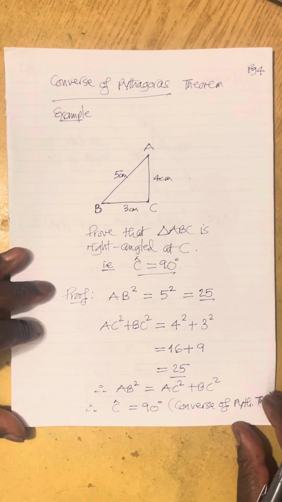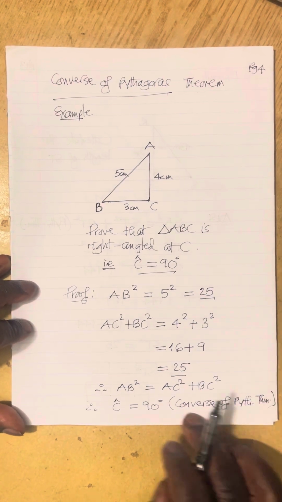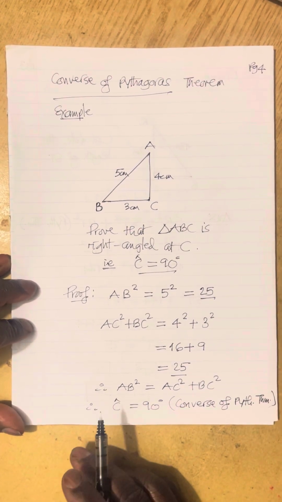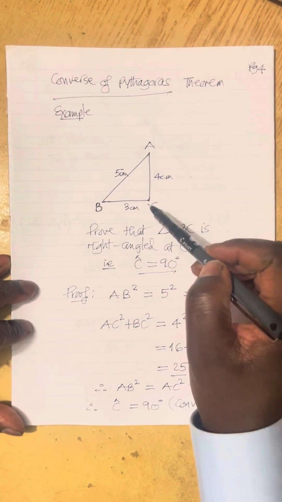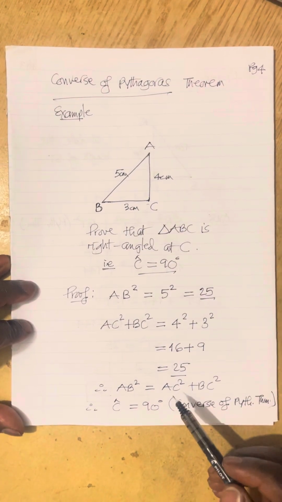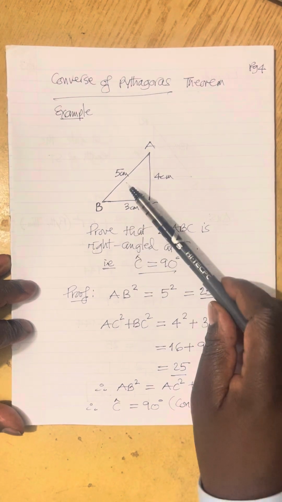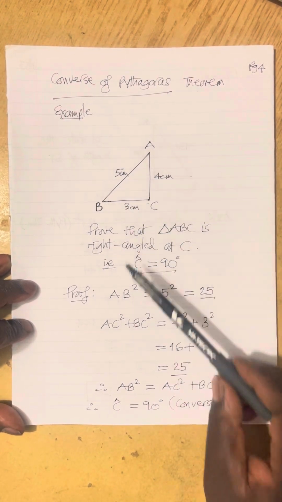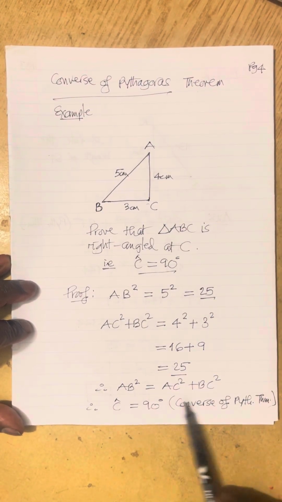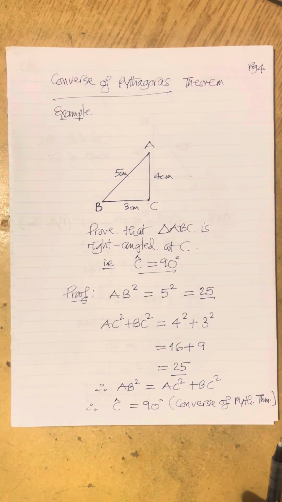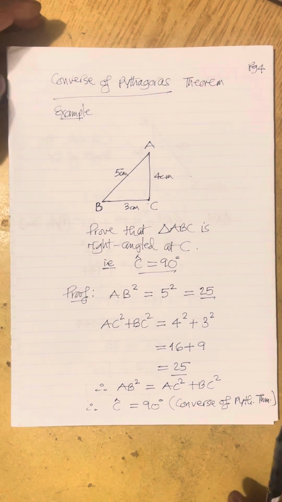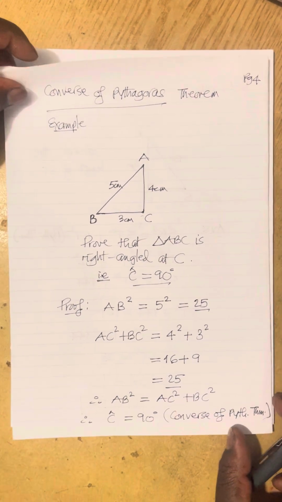This is how you prove it at grade 9 level. If the longest side squared is equal to the sum of the other two sides squared, it means that the triangle is right angled and the longest side is your hypotenuse. So this would be your conclusion, which actually proves what they're requiring us to prove. All right, now this in short is what Pythagoras theorem is all about.